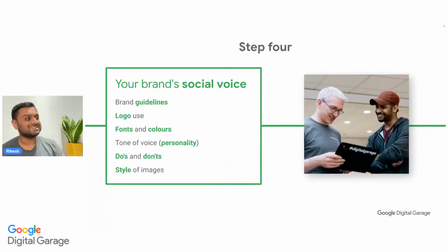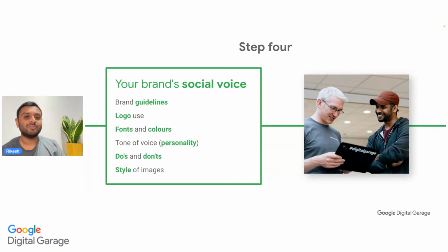Now let's have a look at step 4 of our social media strategy, which is thinking about our social voice. Thinking about our brand social voice includes a lot of elements, such as brand guidelines. So what words will we and won't we use when we are creating social media posts? Think about our use of logos. What's the quality of our logos? If we stretch out our logo for a certain social media post, is it going to get all pixelated and blurry?